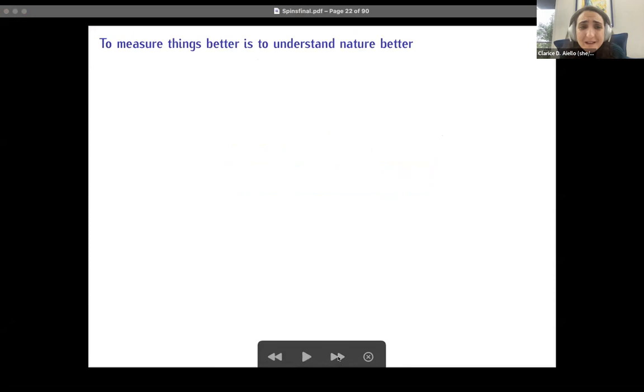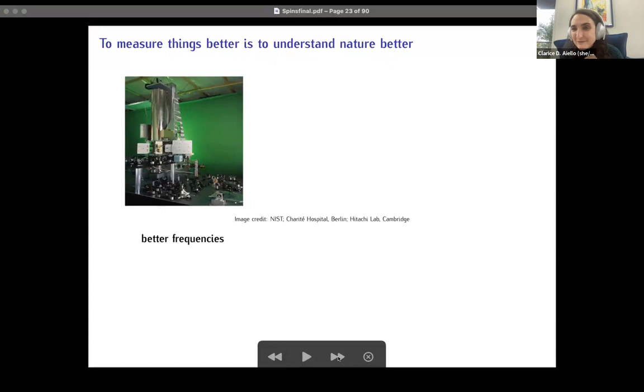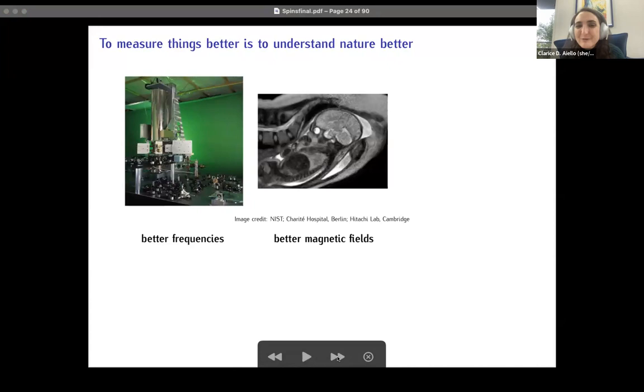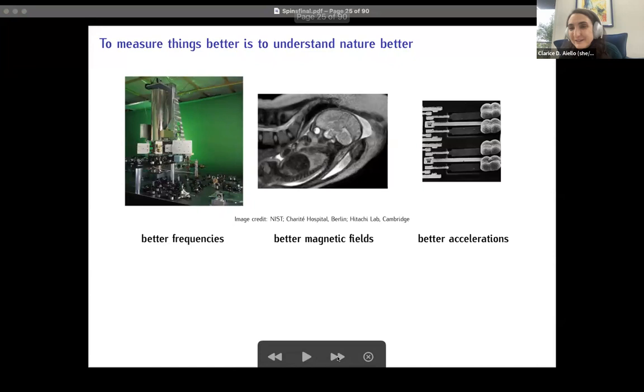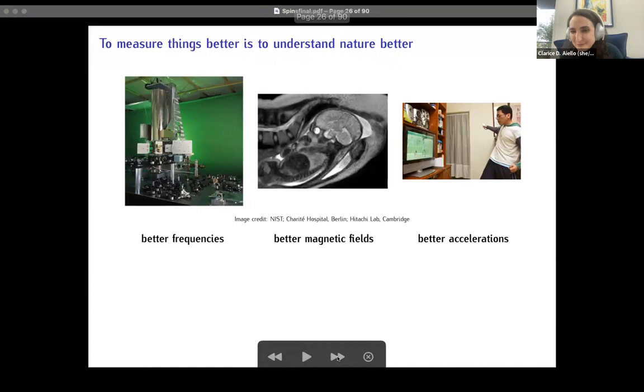I like to start this part of the talk by saying that I think that humankind is obsessed with measuring things better because it means that we understand nature better. Bear with me, we're going to get somewhere. So we can think about measuring frequencies better. This is an atomic clock that sits at NIST, the National Institute of Standards and Technology in the US, and it defines very precisely what a hertz or what a second is based on atomic transitions. We can think about measuring better magnetic fields so that the image of our baby is better resolved. And yes, this is the magnetic resonance image of a baby inside the mother's belly. Or we can think about measuring better accelerations with those tiny little accelerometers so that your gaming experience is enhanced.